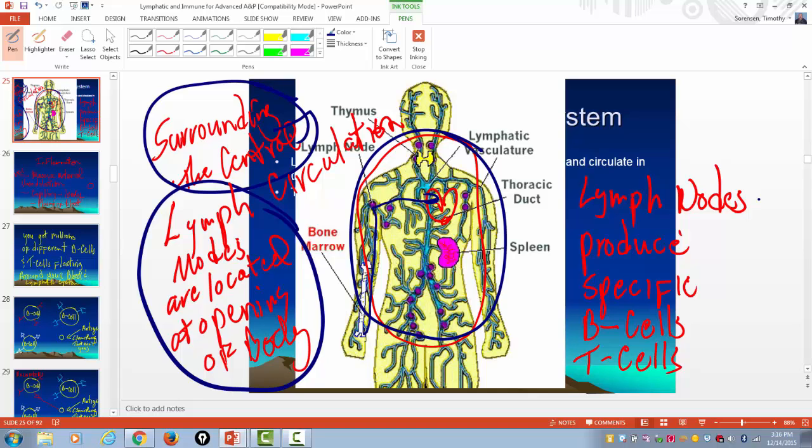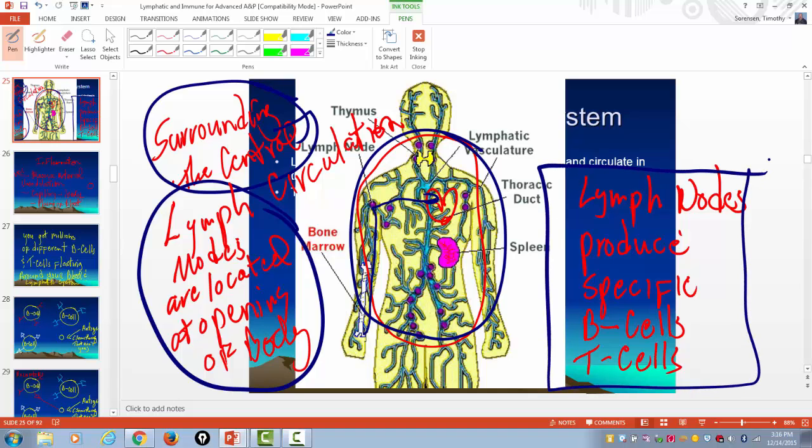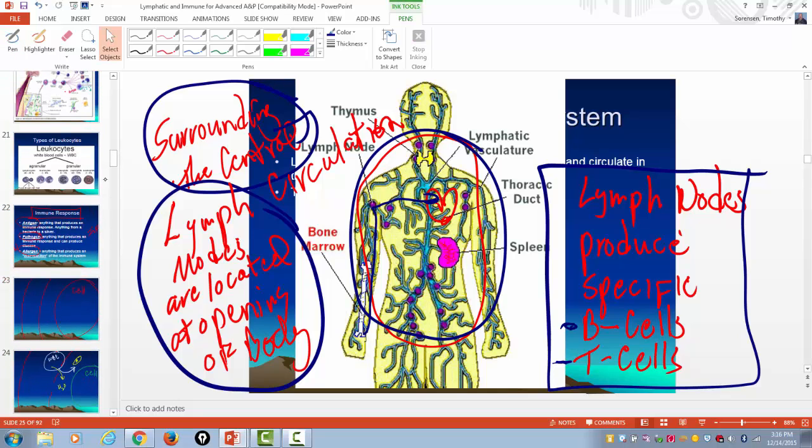Here's the important thing. Lymph nodes produce terminators. Lymph nodes produce specific cells of the immune system called B cells and T cells. So these guys are like the terminators of the body. They have to get programmed in order for them to fight off a bad guy. But they only fight off one particular thing, one particular antigen or pathogen.